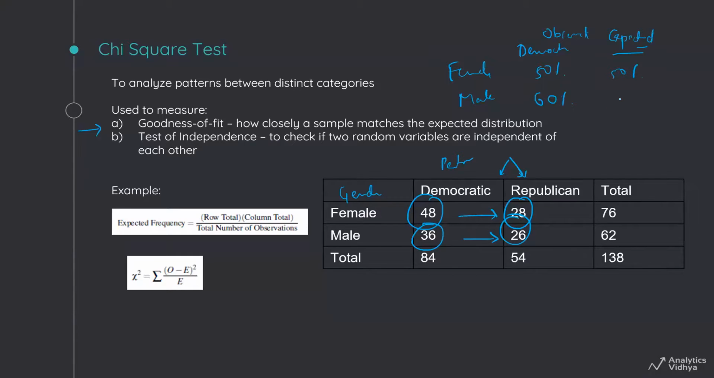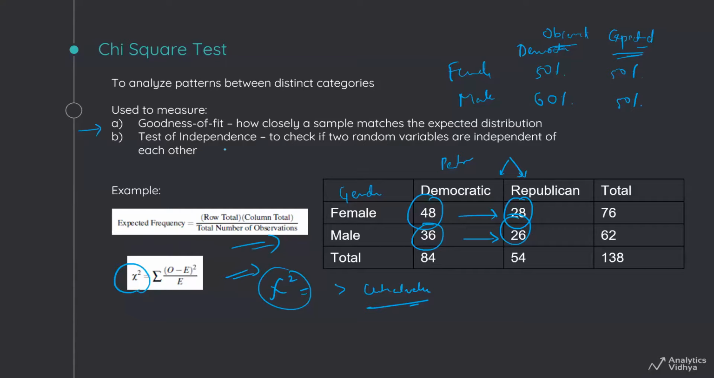Like 50, in this case, it would be half of the population would be closer to the Democratic Party, and half of the population of male would be choosing the Democratic Party, right? Now we will see how different the observed values are from the expected value using these two formulae, and we come up with a statistic called chi-square. I'm not going into the mathematics. And if this chi-square statistic is greater than the critical value, then we come to a conclusion that the goodness of the fit is not as expected.